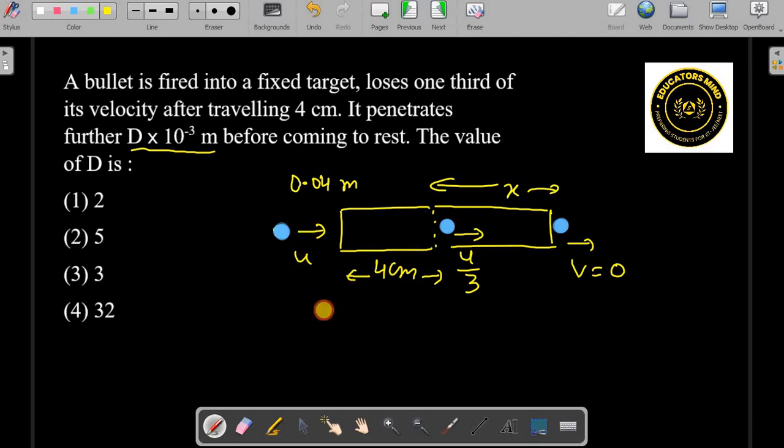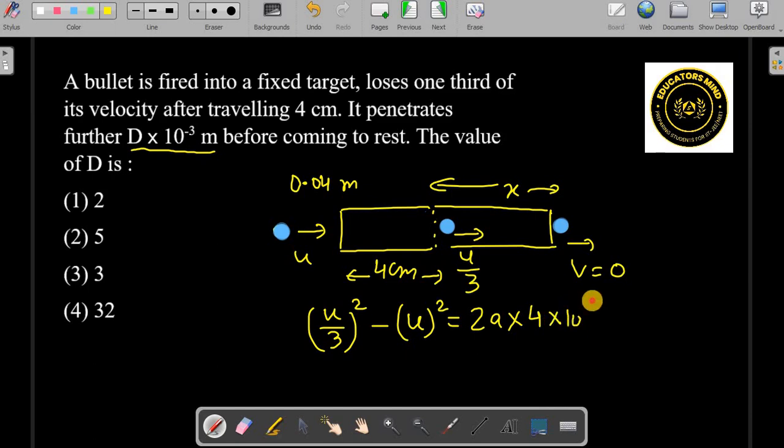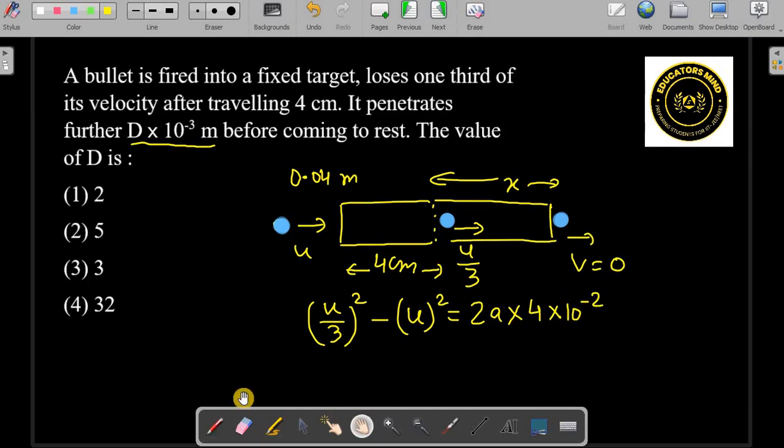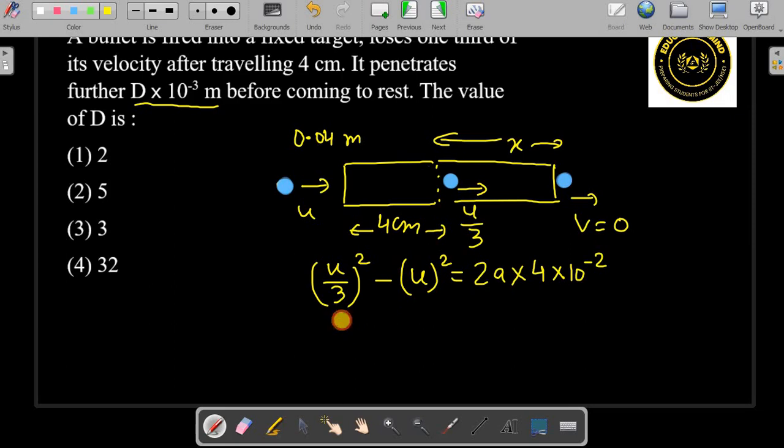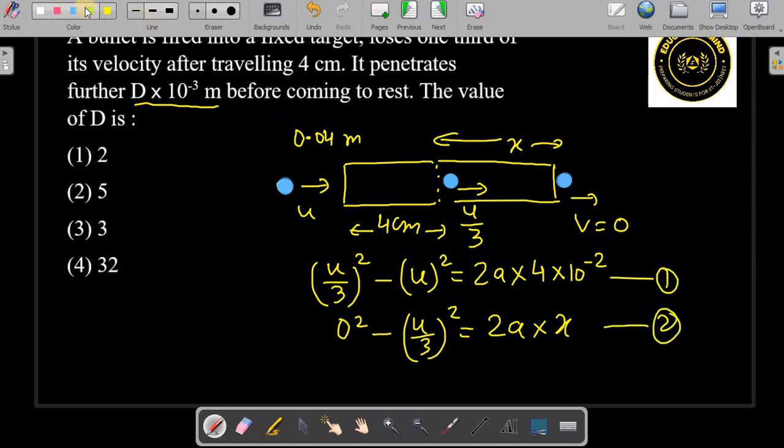So if you apply this retardation, you can write initial minus final, or you can use final. Final square: v square minus u square, initial square, is 2a into x. X is 4 centimeter, right? If you keep 4 centimeter in meters, it is 4 into 10 power minus 2. Similarly, the next equation will be final velocity square, 0 square, minus (u by 3) square is equal to 2a into x. X is in meter, so these are equations 1 and 2.